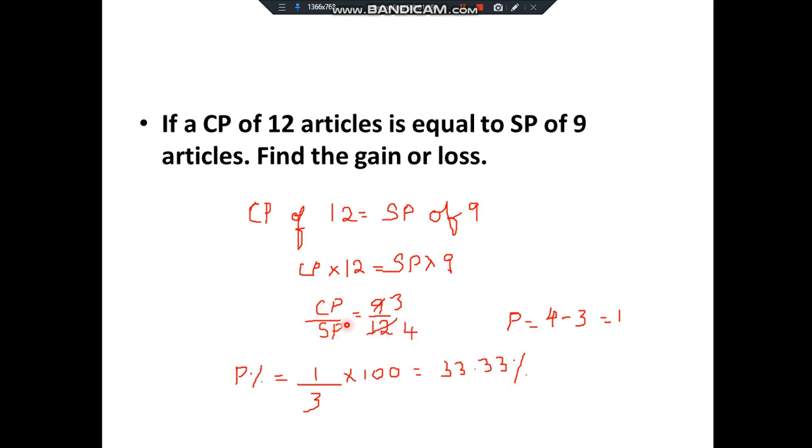Now we have to find profit percentage, right? In order to find profit percentage, first we have to find the profit. So profit is equal to selling price is 4 and cost price is 3. So 4 minus 3 is 1. So we know profit is equal to 1. So we know profit, cost price, selling price. We have to find the profit percentage.